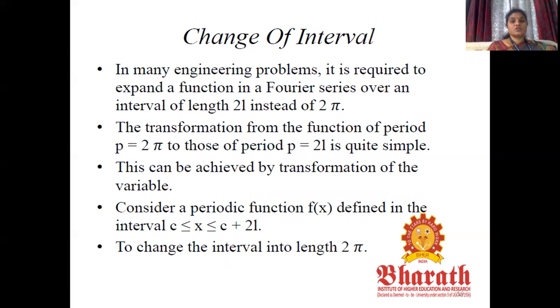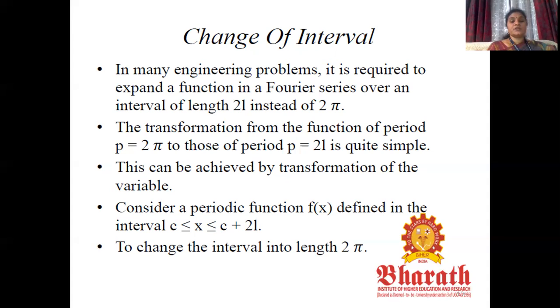Next is change of interval. In many engineering problems, it is required to expand a function in a Fourier series over an interval of length 2l instead of 2 pi. The transformation from the function of period p equal to 2 pi to those of period p equal to 2l is quite simple. This can be achieved by transformation of the variable. Consider a periodic function f of x defined in the interval c less than or equal to x less than or equal to c plus 2l.